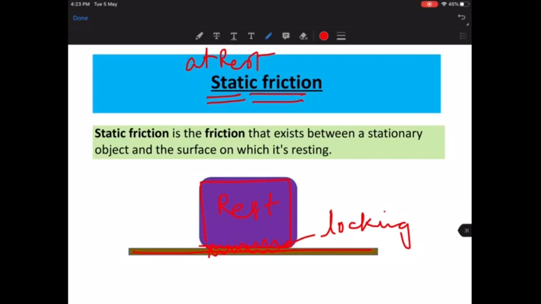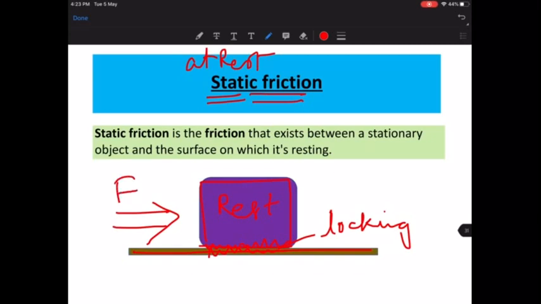So if we have to unlock the irregularities, what do we want? We have to apply some force in order to push this object and unlock all those irregularities. Please understand this point very carefully. If you want to unlock the interlockings, you have to apply force. If your force is large enough, the interlockings will no more be locked and they will be free to move. So the object moves.